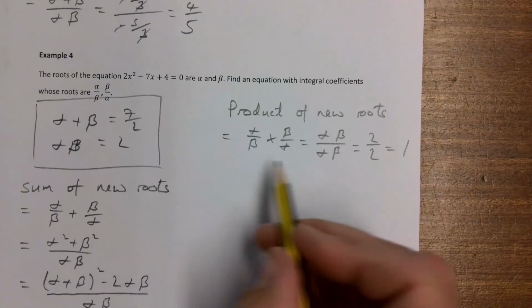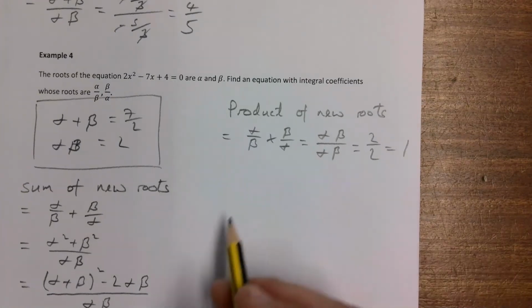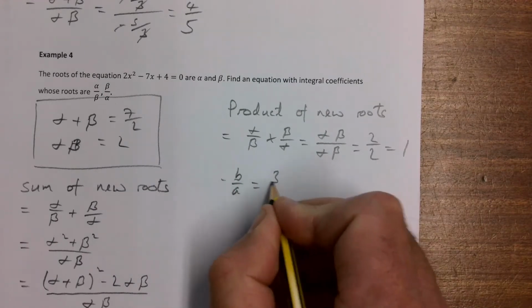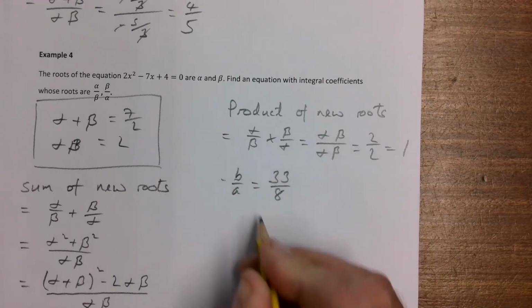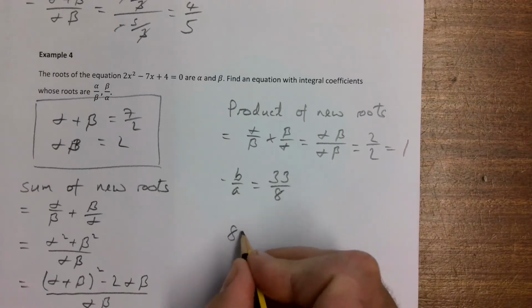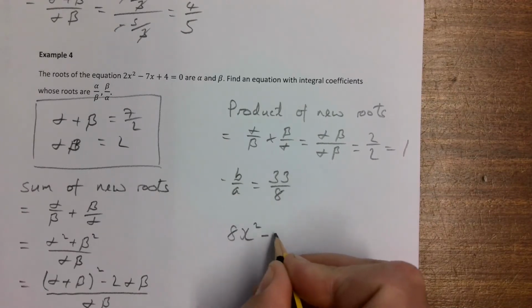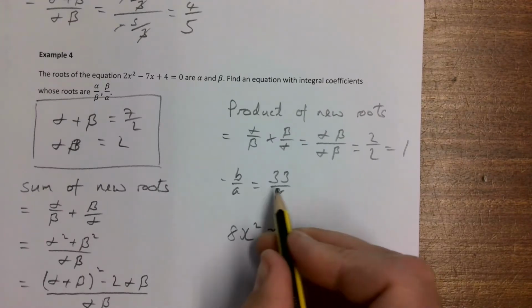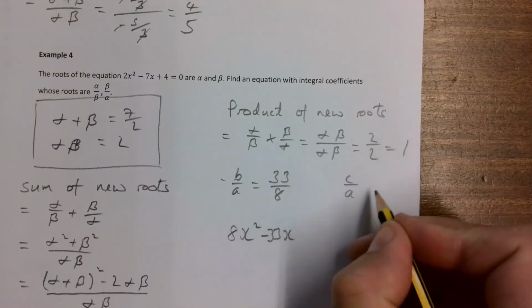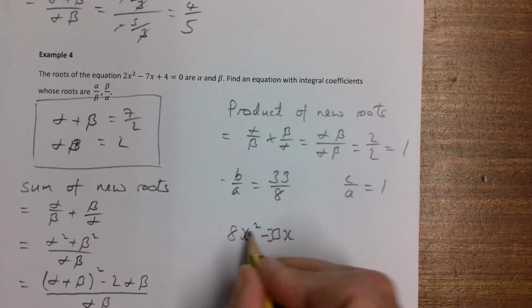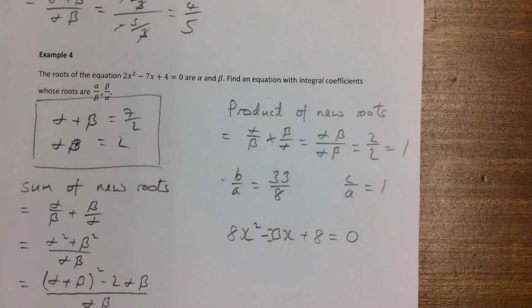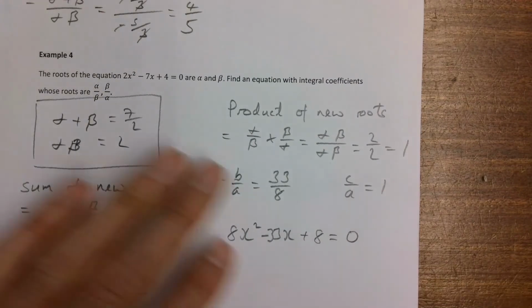So what do we know about our new equation? We know that minus b over a equals 33 over 8. So it looks like here we're going to have an 8x squared minus 33x, and then we know that c over a is 1, so we need to make this a 1 then, so that's then going to be plus 8 equals 0. So that's going to be our new equation. I hope we can follow that and see where it's come from.